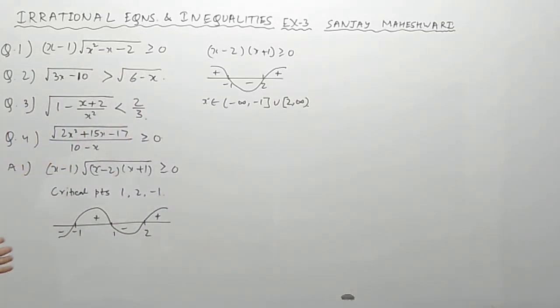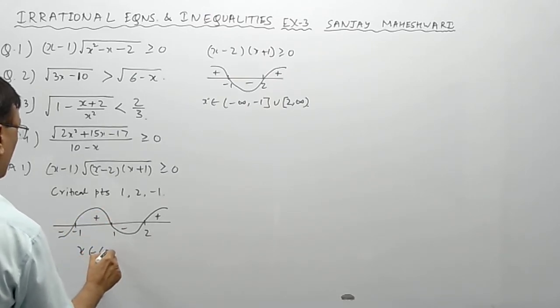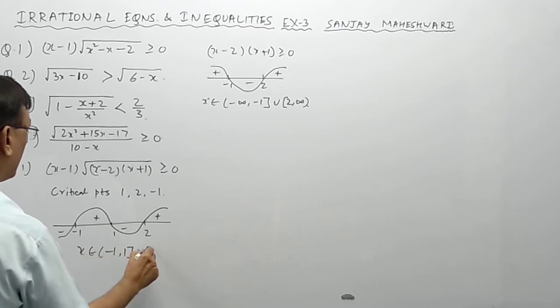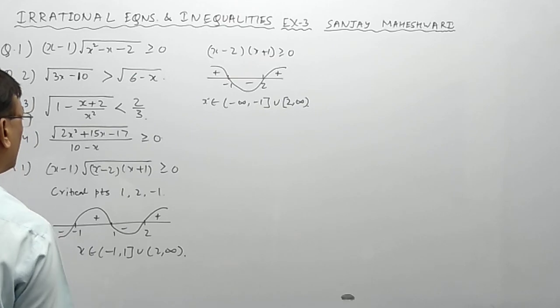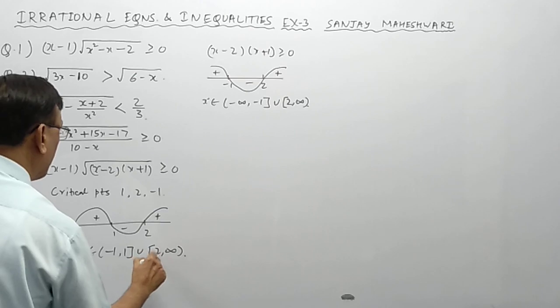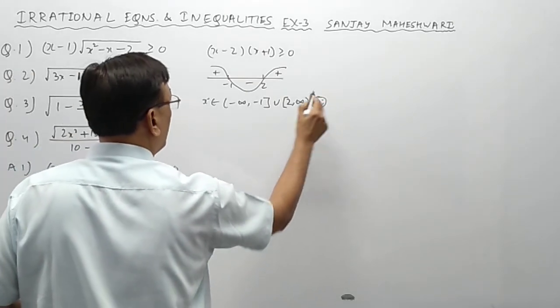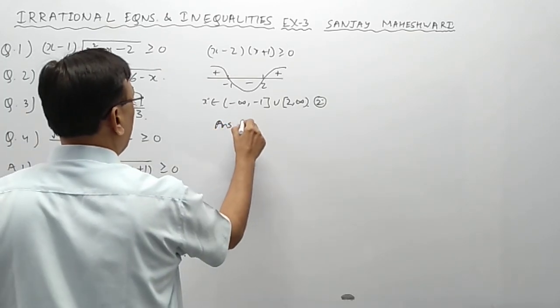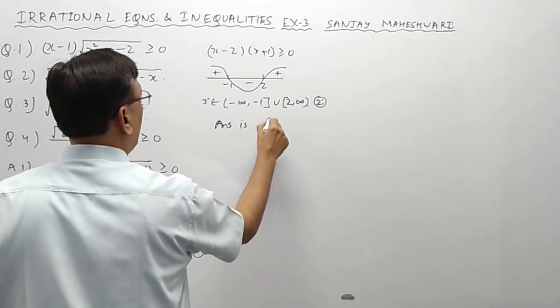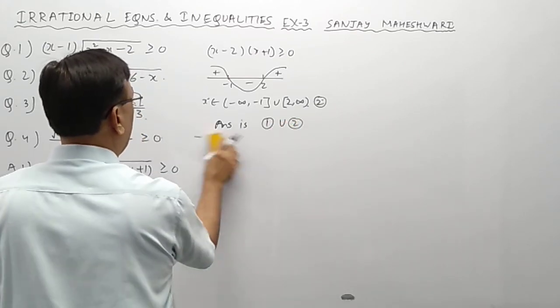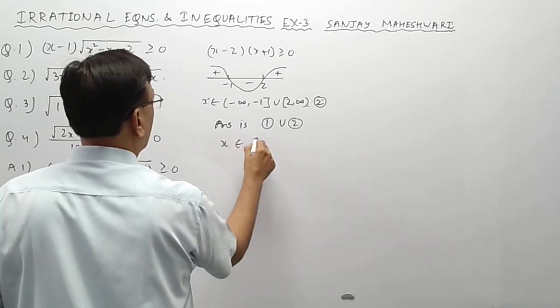Now from this we can easily conclude that x belongs to minus 1 to 1 union 2 to infinity. 2 will be closed. So from 1 and 2 we can clearly see that the answer is the intersection of 1 and 2. Therefore x belongs to 2 to infinity.